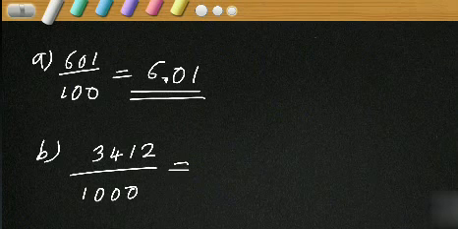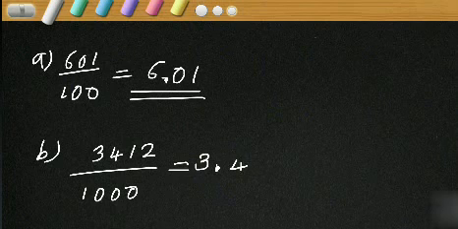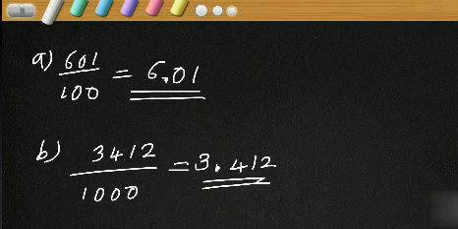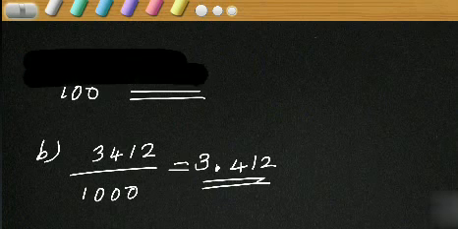Why have we decided to put the decimal point after 3? Yes, since there are 3 zeros in the denominator, in the answer there should be how many decimal places? 3 decimal places. So what is the answer? Put the decimal point in such a way that in the answer there are 3 decimal places. So what would be the answer? 3.412 is the required answer. Got it? Have you understood?